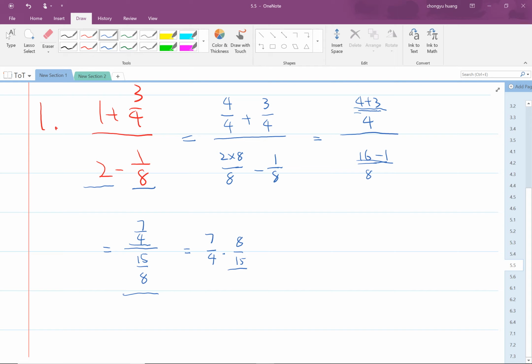So that's basically how it works. Okay, and then here we can cancel some terms, right? We can cancel 4, and then 8 simply becomes 2. So our final solution for this question is basically 14 over 15, right? Okay, so our final solution for question 1 is 14 over 15.